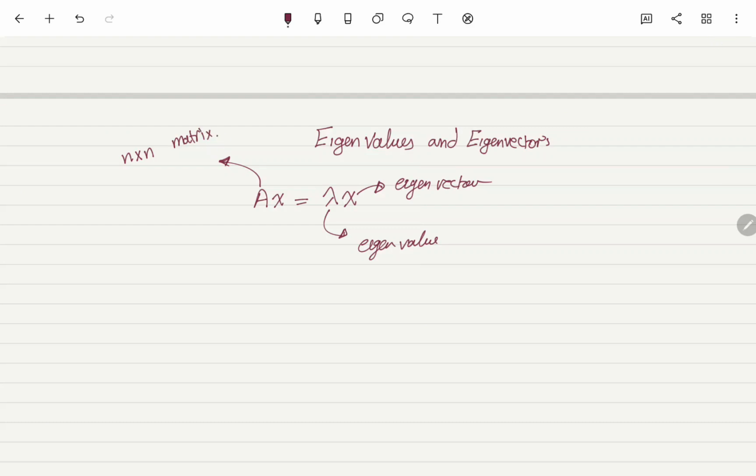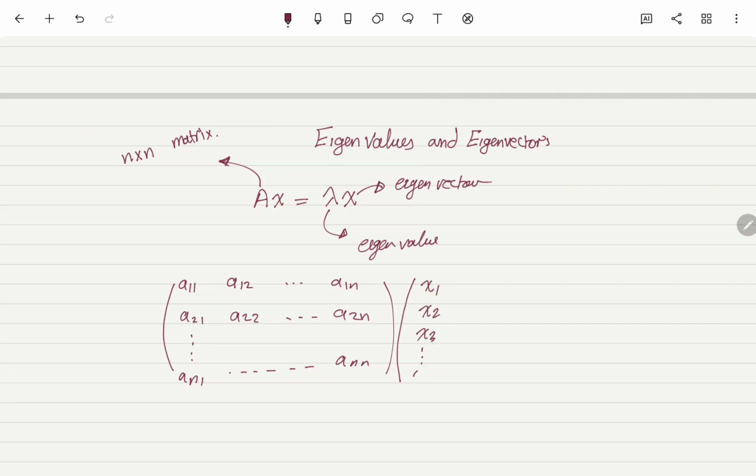In a more general form, this equation right here can be written as A11, A12, A1n, A21, A22, A2n, an1, ann. This is the matrix A here times x1, x2, x3 until xn. This will be equal to the eigenvalue lambda times the eigenvector x1, x2, x3 until xn.